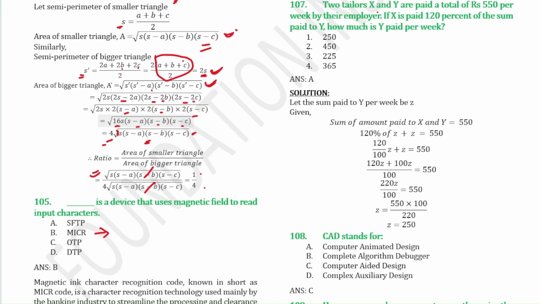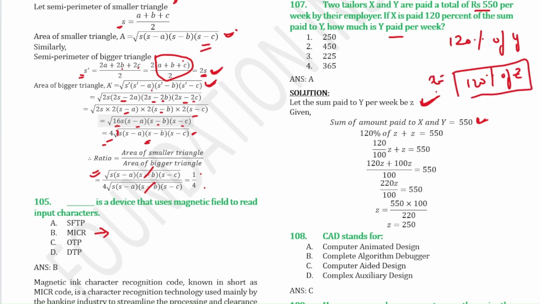Next question, 2 tailors, X and Y, are paid a total of rupees 550 per week. If X is paid 120% of the sum of the Y, then how much Y is paid per week? So here we will consider the amount that is paid to Y as Z, okay? So the sum of X plus Y is 550 per week, right? And in the question they have mentioned that X is paid 120%, so 120% of Y. So Y we are considering as Z, okay? So the amount that X is receiving is 120% of Z.